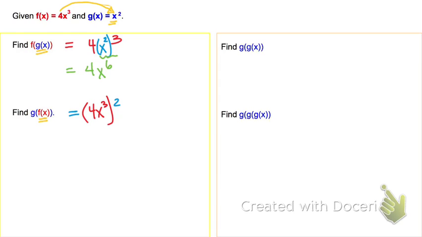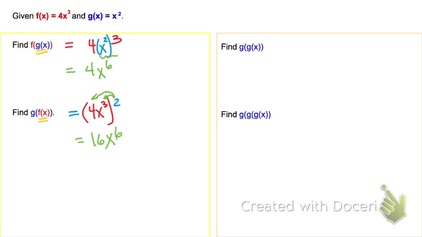And now we simplify. Now when we simplify, this whole thing is being squared. So 4 is being squared, and then x to the third is being squared. Remember, when you have an exponent raised to a power, you multiply those exponents. Now let's look at the next one.